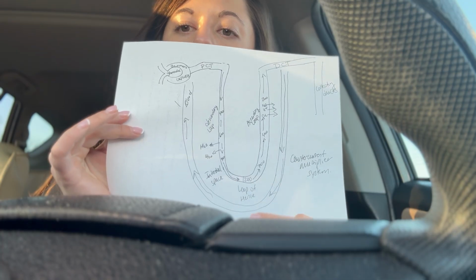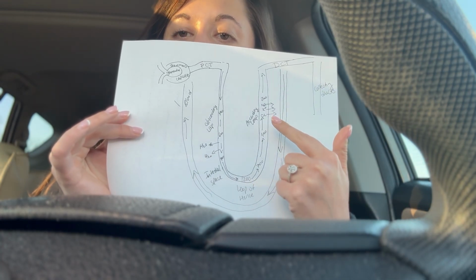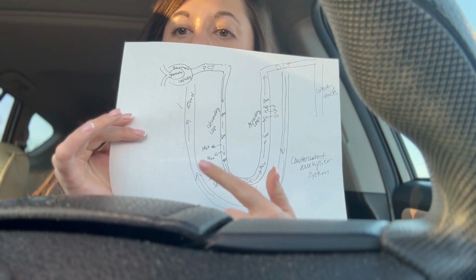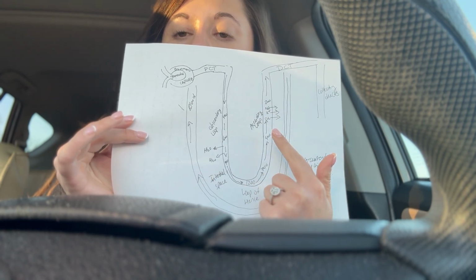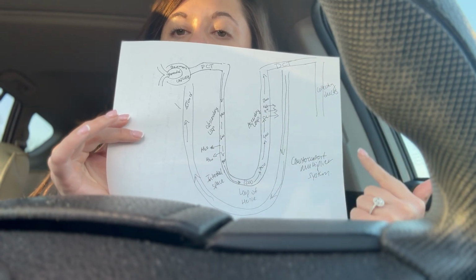So that's how loop diuretics work. They block this transporter, and they prevent you from reabsorbing your solutes and your water, and instead that all is excreted in the urine.